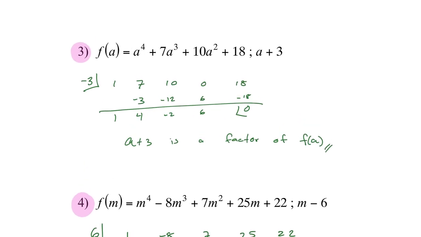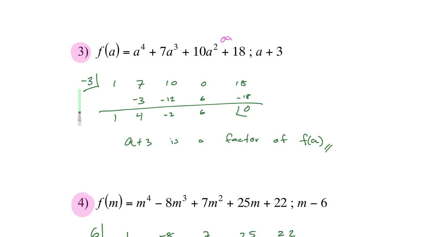Okay, so number 3, again, we're going to make sure that it's in standard form. We're missing the linear term, so I have to place a 0 here. If you didn't place that 0, this is not going to prove that it's a factor. It's important that we write that 0 because we're missing the term between the a squared and the constant term.